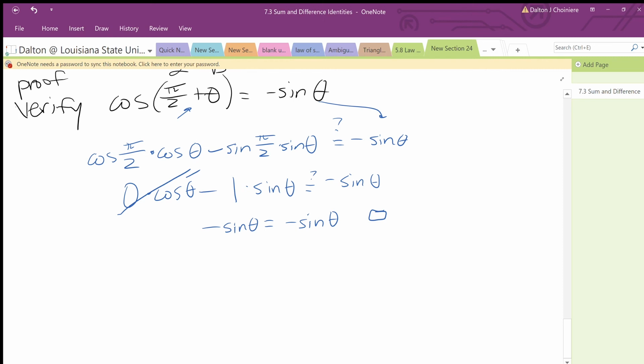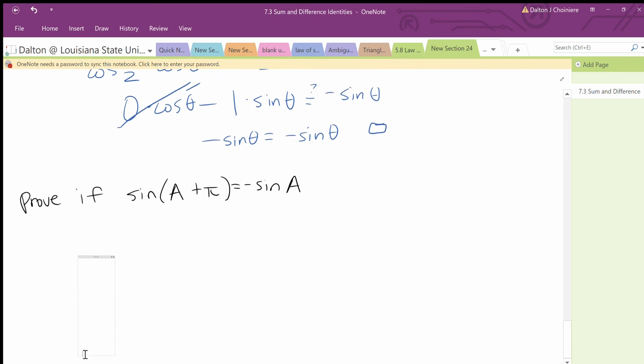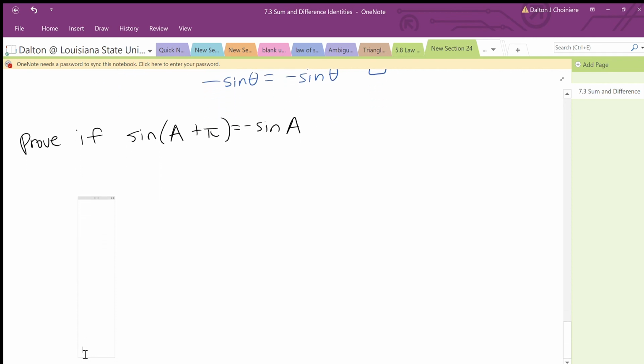Okay, let's do one more proof. I want you to prove that the sine of a plus pi is equal to negative sine a. If you prefer dealing with thetas instead of other variables for the angle, that's fine too. Okay, so again, notice the sine of alpha plus pi is written as the sum of two angles. So if you're looking at your orange reference sheet, at the sum identity for sine, I can expand the left side of this equation.